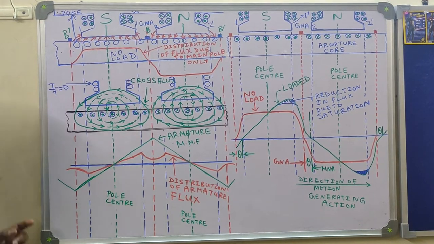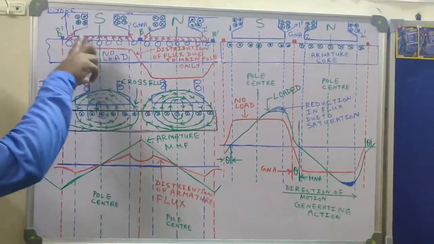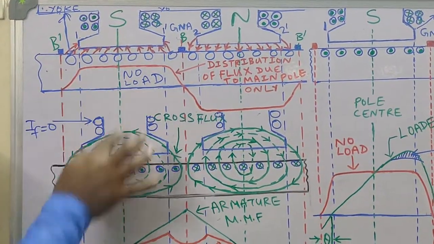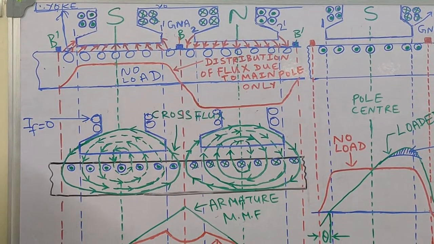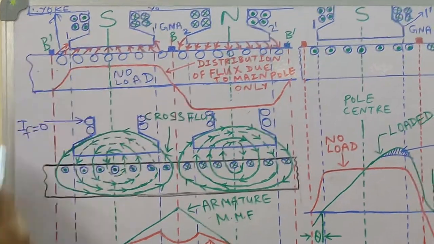Now what I ask you is that if you can just zoom it over this portion, so it will be easier. This portion, if you can zoom it, thank you. So what you can do, you just observe the direction of the lines of flux at this pole tip of south pole. Which pole tip?